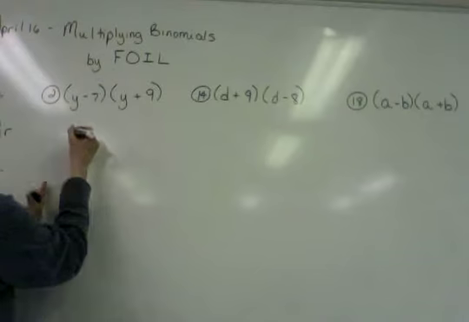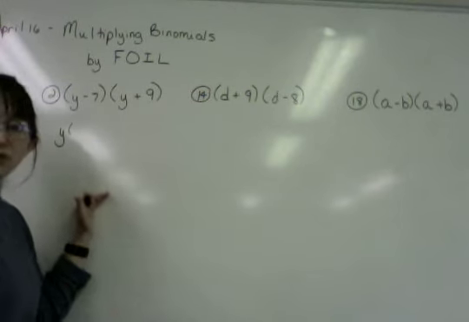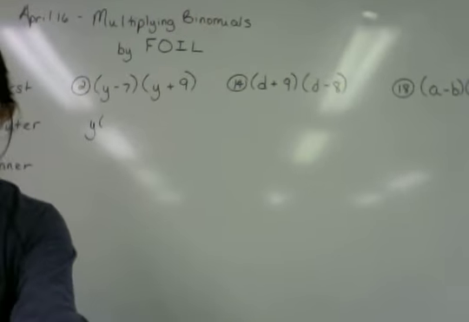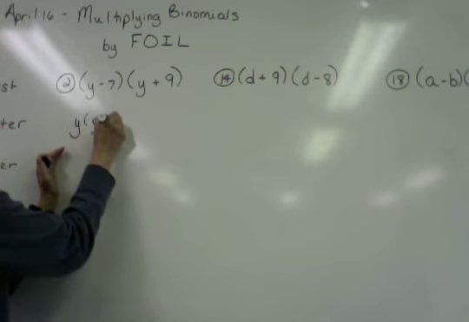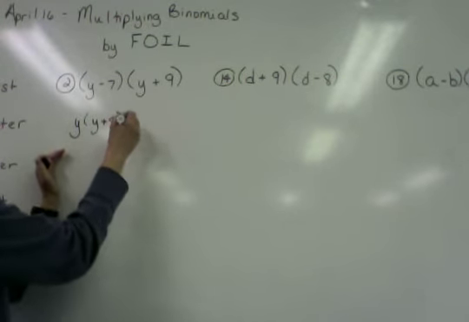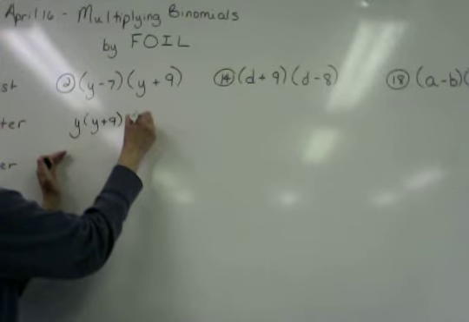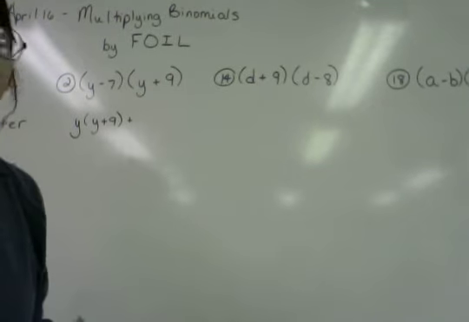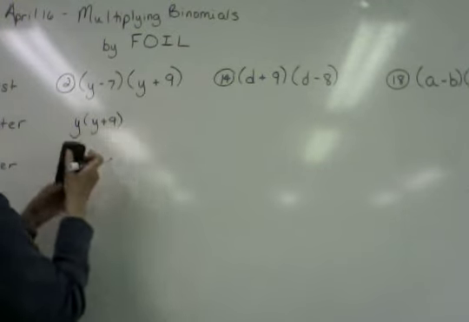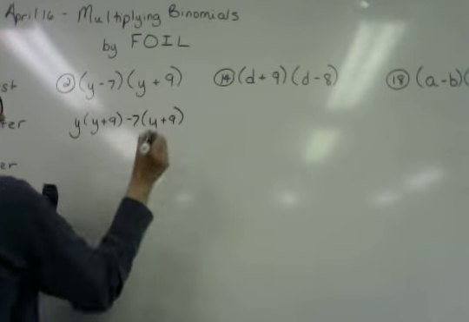And what we would have done is I would have written it like, okay, the first thing I'm going to do is I'm going to write the y. I'm going to write y and multiply that to y plus 9. I know I'm off the screen, but oh well. And then I'm going to take out the 7 and then multiply that to y plus 9.